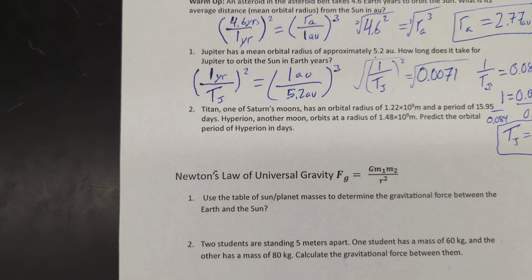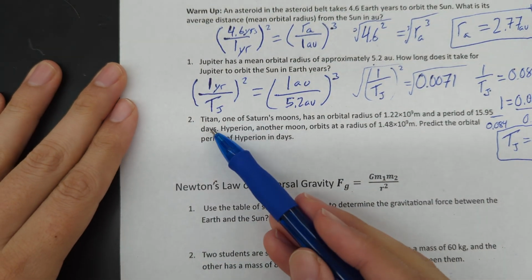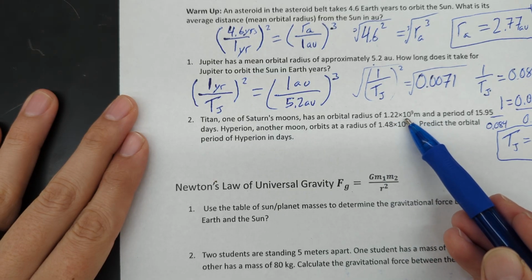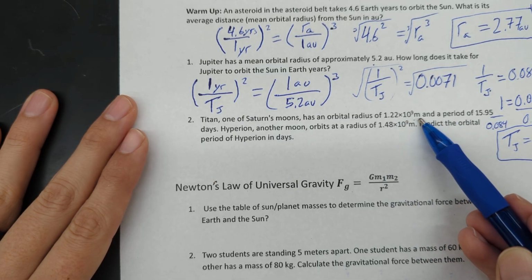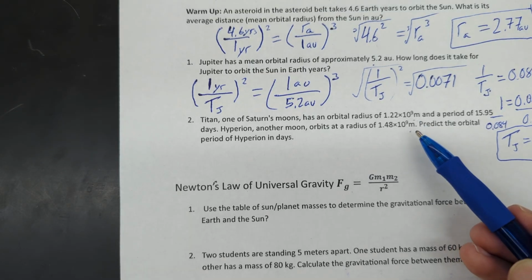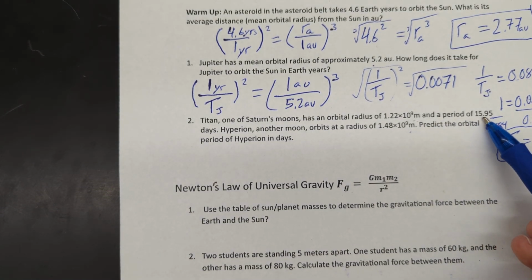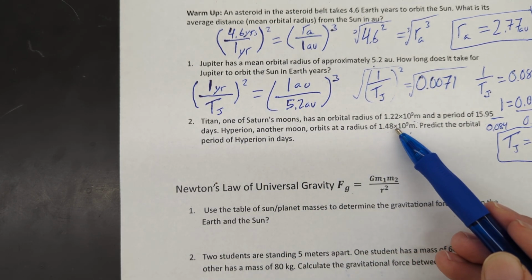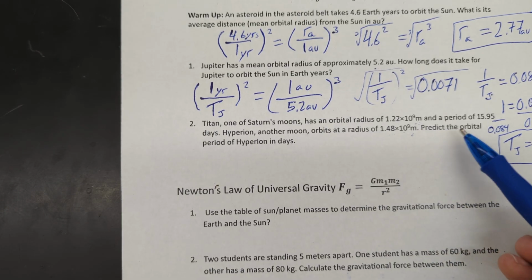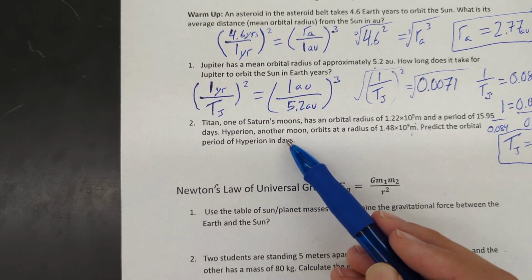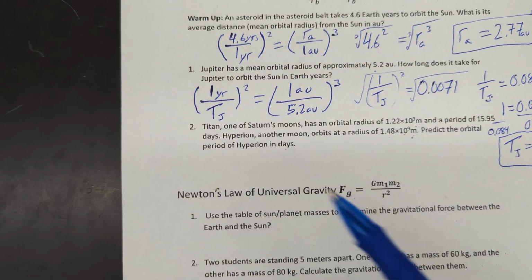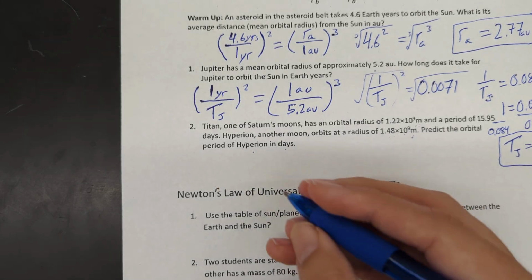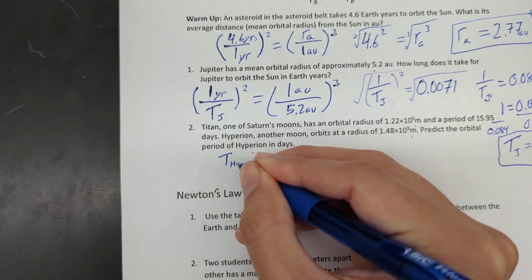All right, one more question like this. Titan, one of Saturn's moons, has an orbital radius of 1.22 times 10 to the 9 meters. Notice how we're using meters here. And there we got meters as well. Excellent. And a period of 15.95 days. Hyperion, another moon, orbits at a radius of 1.48 times 10 to the 9 meters. Same units. Predict the orbital period of Hyperion in days. So the period is going to be in days. We're looking for the period of Hyperion. So we're going to put Hyperion on top.